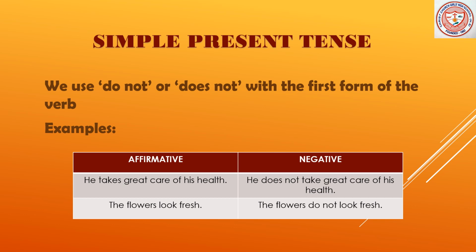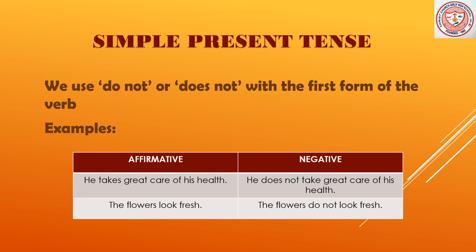He takes great care of his health. This sentence will be an affirmative sentence because this is indicating positiveness. And what will be the negative one? The negative one will be: he does not take great care of his health. In this sentence, we have used not after does. So, it will be an example of negative sentence.